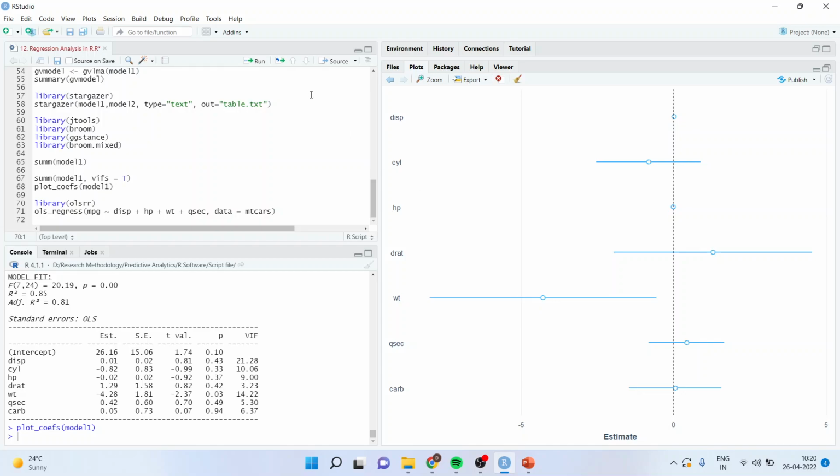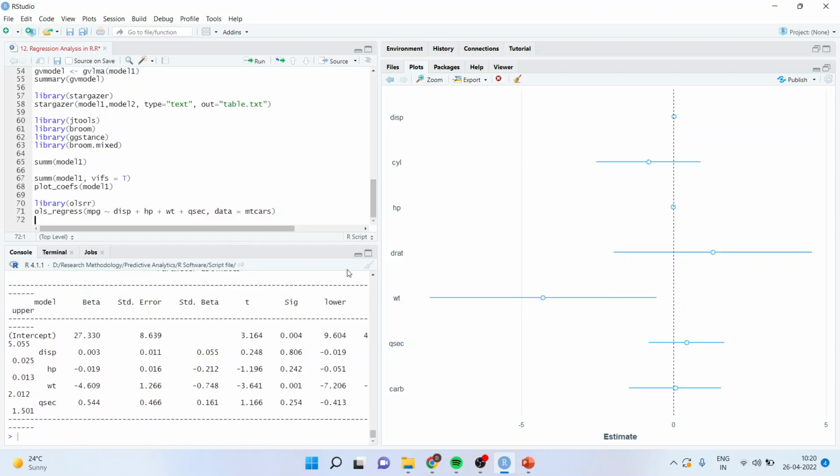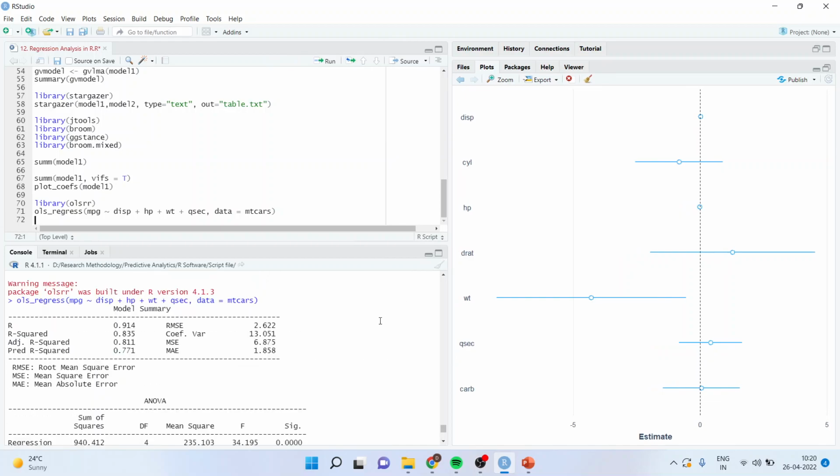Right? There is one more package which is OLSSR. Run it, and you will have to write down OLS underscore regress MPG displacement horsepower weight, and run it, and you can see it also gives you the output in much organized format, just like the professional softwares.